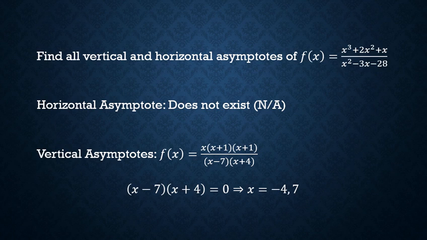Pretty straightforward to see that our two x values are going to be -4 and 7. So these guys here are going to be our vertical asymptotes. Or VA for short.